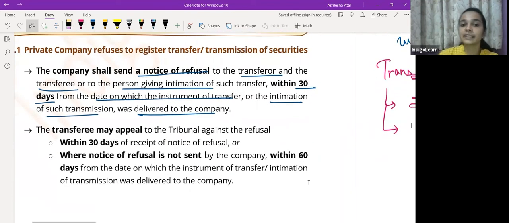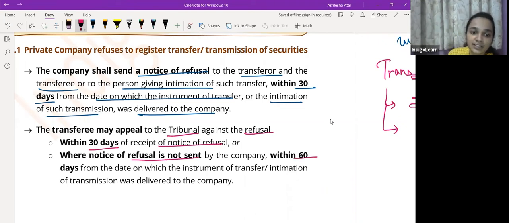So the transferee may file an appeal with the tribunal against the refusal within 30 days of receipt of notice of refusal. तो अगर नोटिस ऑफ रिफ्यूजल रिसीव होता है तो 30 डेज में ट्रांसफरी जो है ट्रिब्यूनल के साथ अपील फाइल कर सकता है, या फिर अगर कंपनी ने नोटिस ऑफ रिफ्यूजल भेजा ही नहीं है, द कंपनी हैज नॉट सेंट द नोटिस ऑफ रिफ्यूजल एंड हैज आल्सो नॉट रजिस्टर्ड द ट्रांसफर, then in that situation within 60 days from the date on which instrument of transfer was delivered to the company.